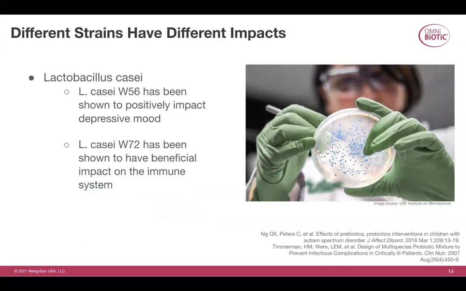Let's look at a specific example of different strains. So Lactobacillus casei. So L-casei W56 has been shown to positively impact depressive mood. And Lactobacillus casei W72 has been shown to have a beneficial impact on the immune system and no impact on depressive mood.